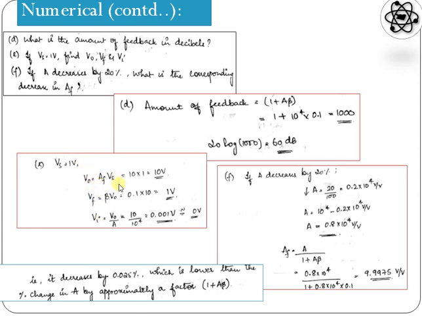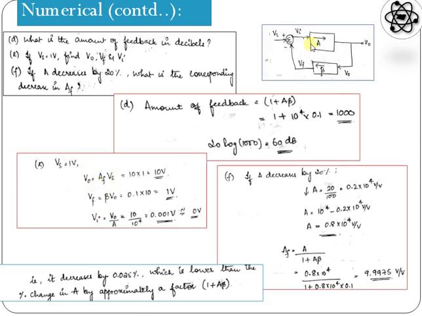Part E of the question says we need to compute V out, Vf and Vi. So V out is equal to AF into Vs, that is the overall gain multiplied with Vs. So that will give us a value of 10 volt. Vf is equal to beta into V naught, that will give us a value of 1 volt. Vi is equal to V naught by A, that will give us a value approximately equal to 0.